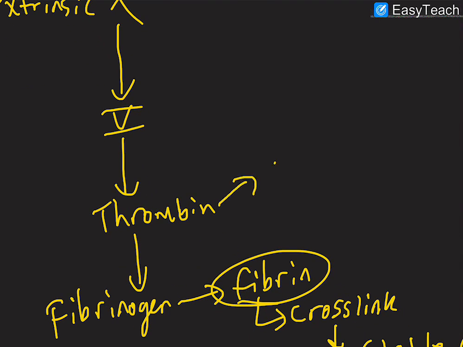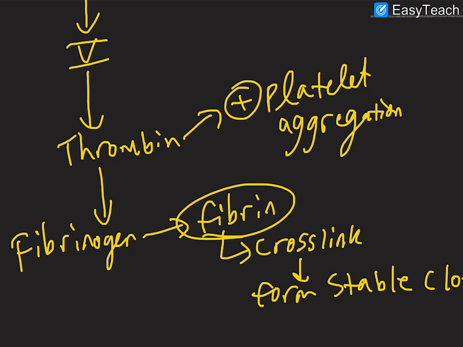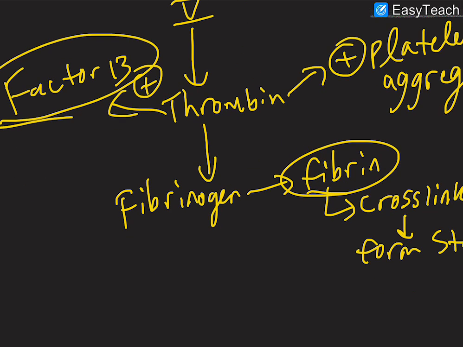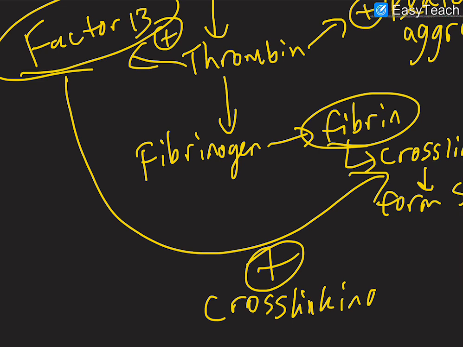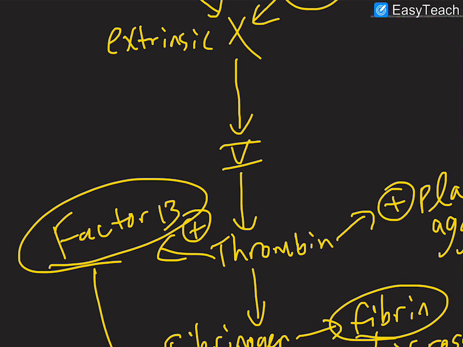Now remember, thrombin also stimulates platelets and stimulates platelet aggregation, right? Remember that. And then we should also remember that thrombin can also help activate factor 13, all right? And we should be more specific. It's actually factor 13 that will stimulate the cross-linking of fibrin. Okay, so we need factor 13 too. All right, so that's the quick basic rundown of the coagulation cascade.